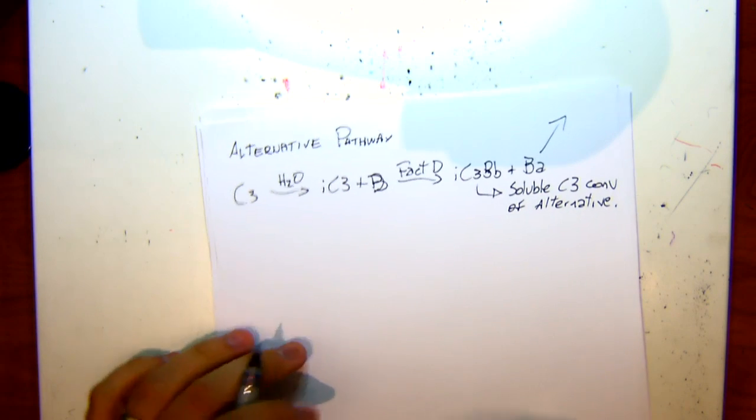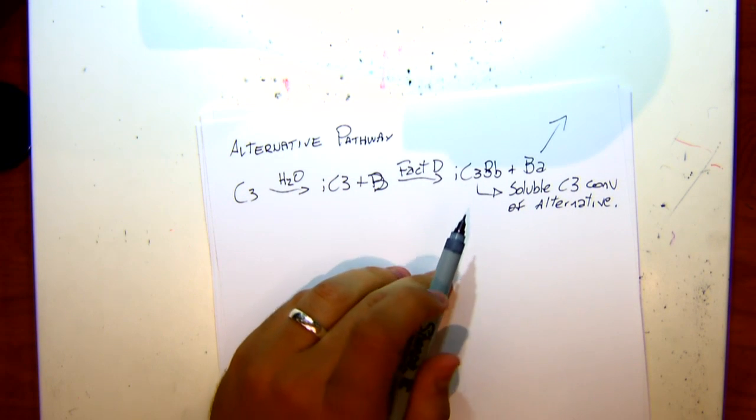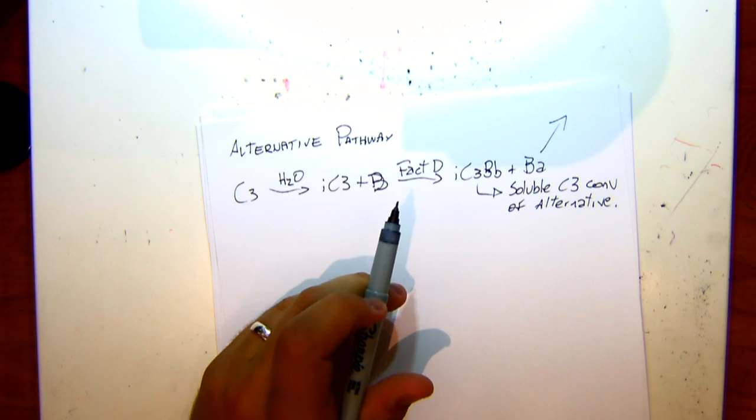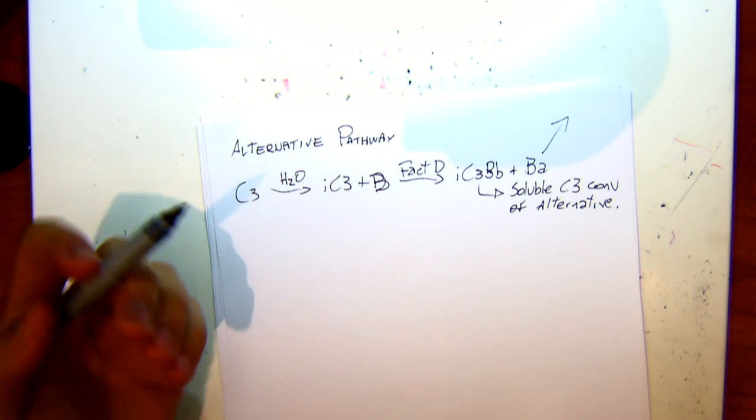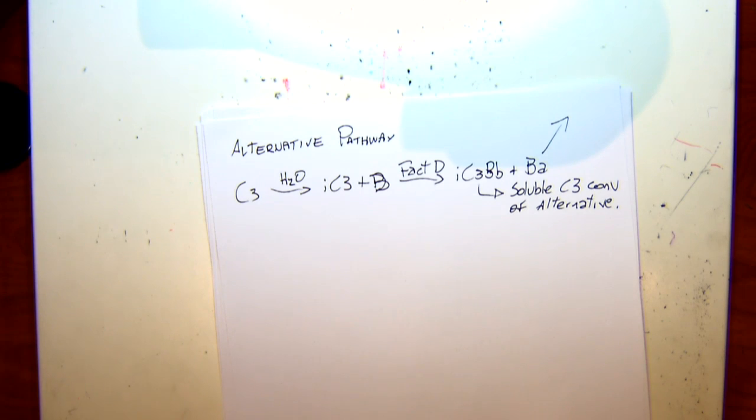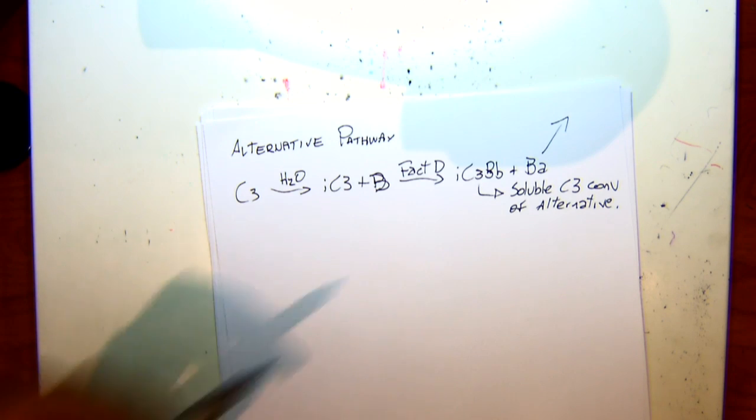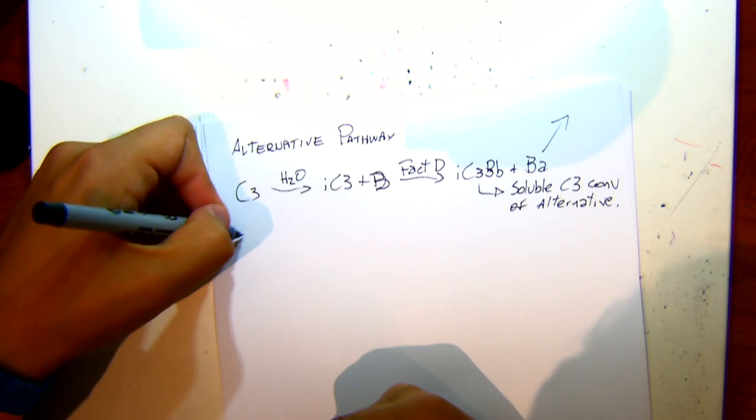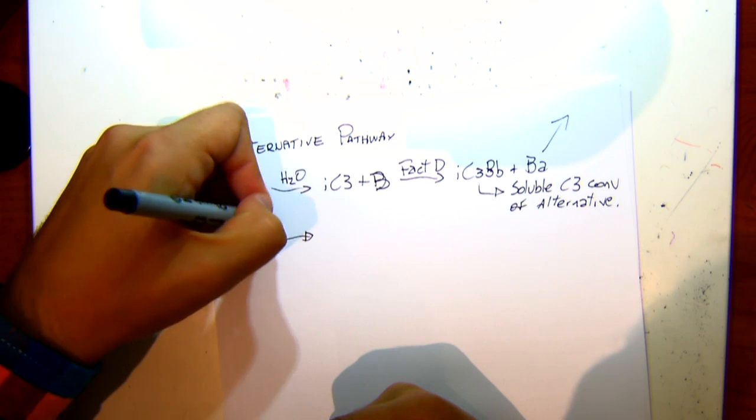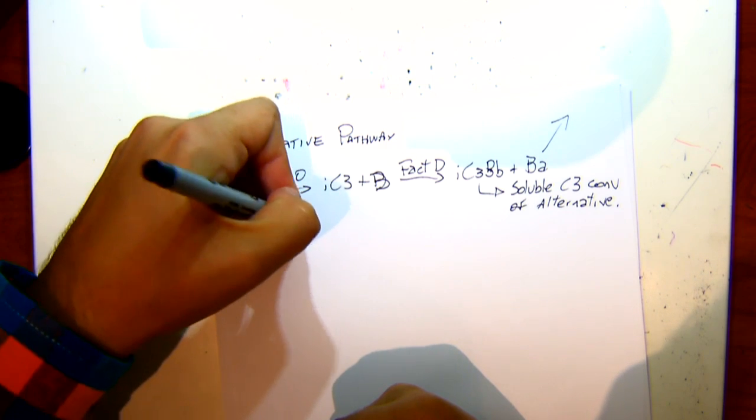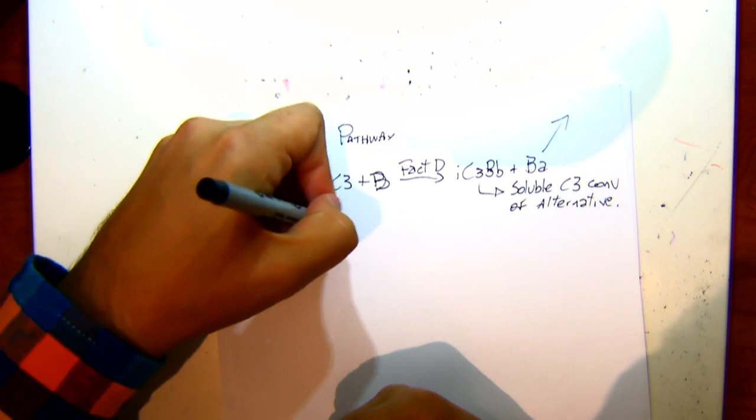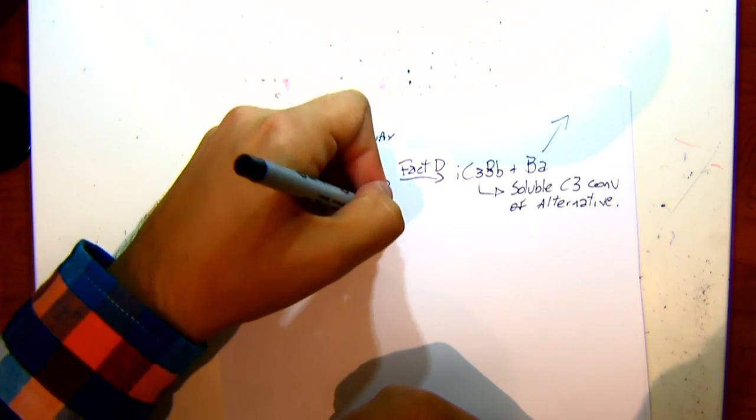pathway, right? Is this attached already to the surface of the pathogen, or is it going to be floating around somewhere near the pathogen? If it's soluble, hint, hint. It's floating around, right? When this iC3, we're going to have again C3, and you're going to have iC3 big B little b cut C3 into C3b and C3a.